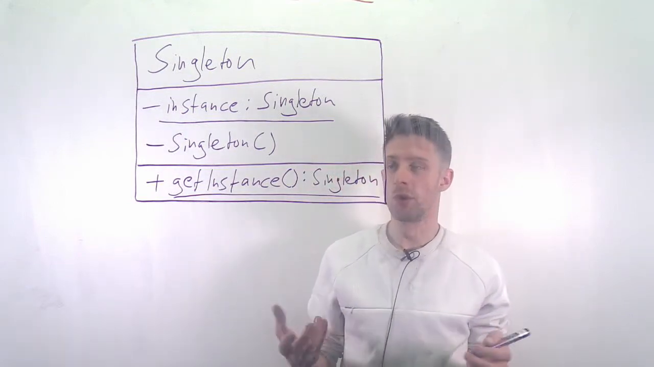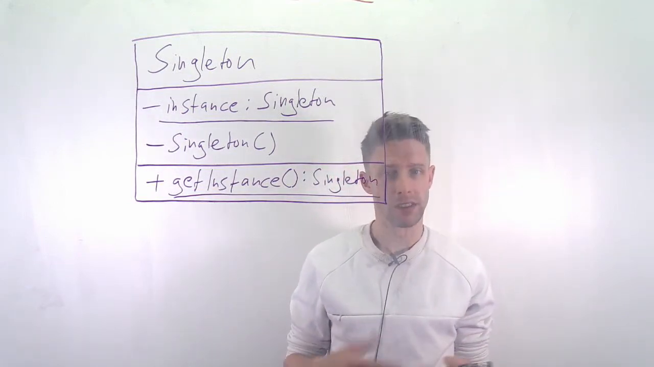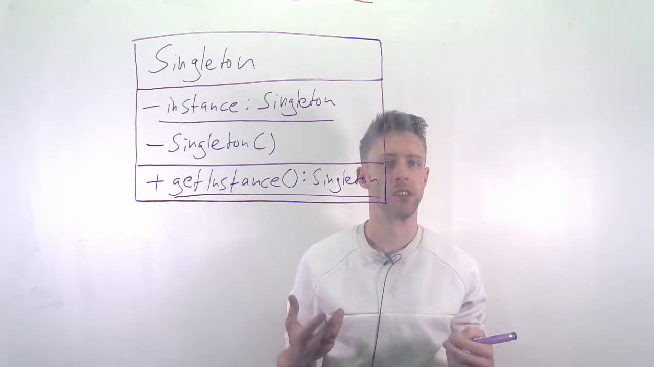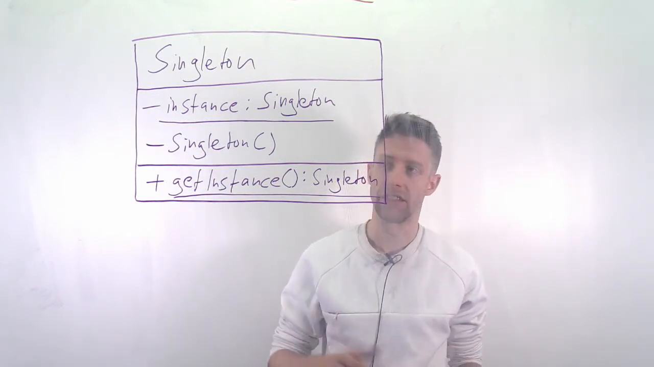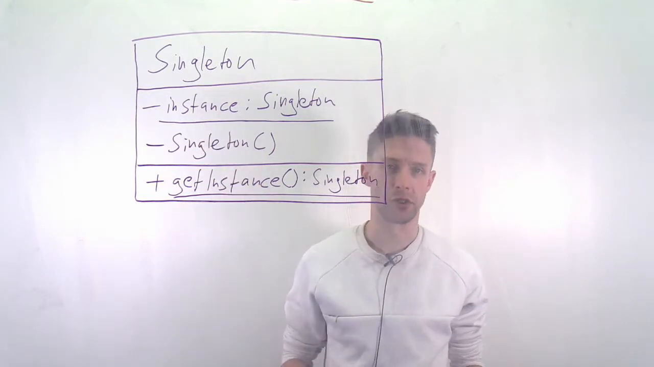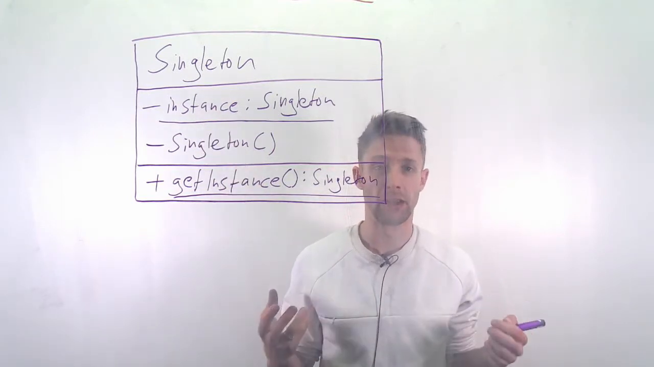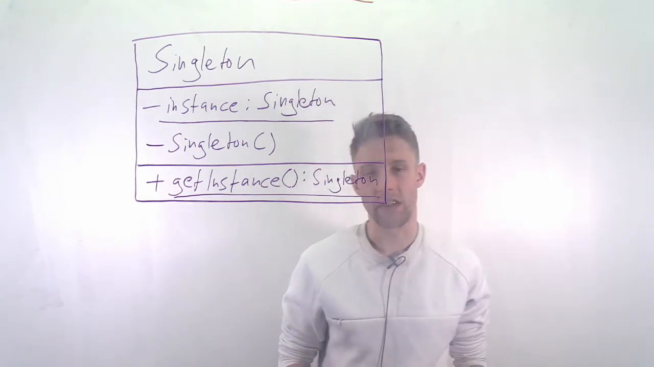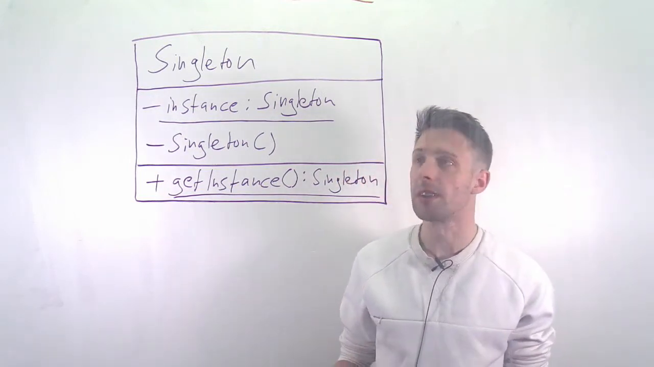Okay, we're now in the last group of design patterns, object-oriented design patterns, and those are the creational patterns. So how do we go about creating instances? And the first one we will discuss is the so-called singleton pattern, which is all about creating a single instance of something. And that's often the case if you want to control something.